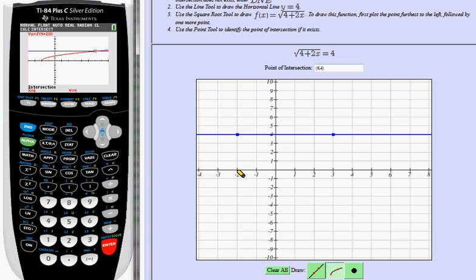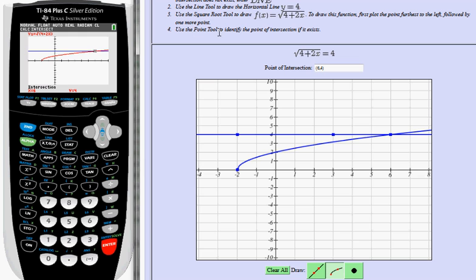So I'm going to say -2, 0 is the point furthest to the left, followed by one more point. So why not use the point we already found, 6, 4? So I've already selected the curve. I'm going to point and hold down the mouse button at -2, 0, scroll to the right, and then my second point is going to be 6, 4, and I'm going to let go. That basically does step 3.